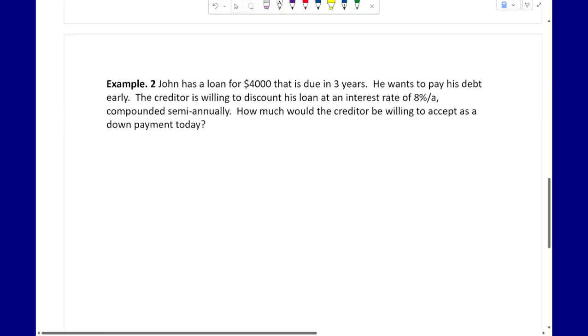Next, John has a loan for $4,000 that is due in 3 years. He wants to pay his debt early. The creditor is willing to discount his loan at an interest rate of 8% per annum, compounded semi-annually. How much would the creditor be willing to accept as a down payment today?